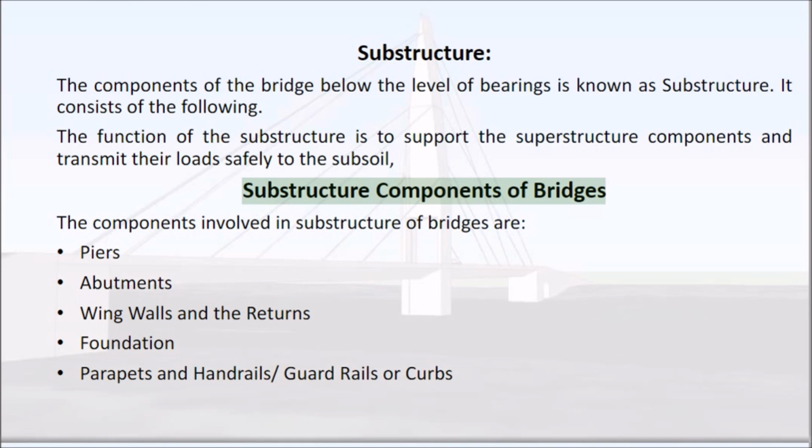Substructure components of bridges. The components involved in the substructure of bridges are piers, abutments, wing walls and the returns, foundation, parapets and handrails, guard rails or curbs.